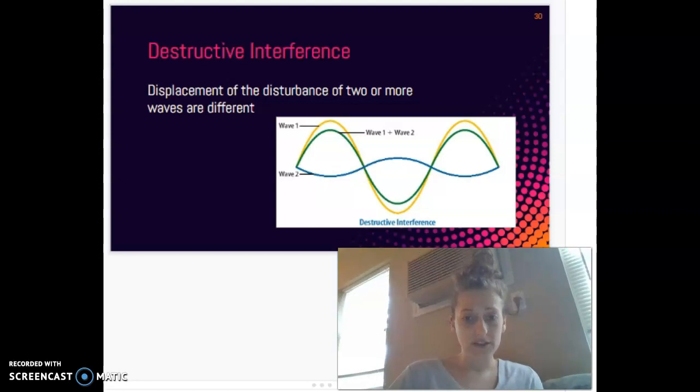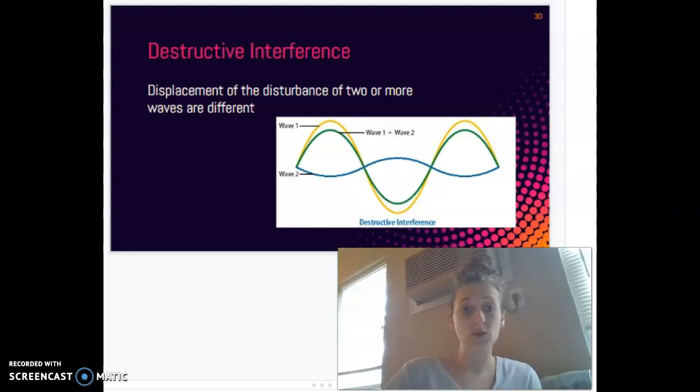And then destructive interference is just the opposite. The displacement of the disturbance of two or more waves are different. Now wave 1 is the yellow, wave 2 is the blue. Their displacements, their amplitudes, are on opposite sides of what we would consider the equilibrium position in the center. They would combine to create the green wave, and it's almost like we subtracted the blue from the yellow to get the green wave, and that's what we would see.